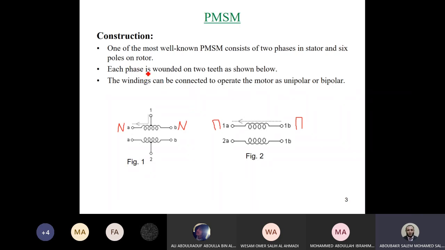So each phase is wound on two teeth, as we described before, and the winding can be connected to operate the motor as unipolar or bipolar, as described by this configuration. The power circuit of the converter connected to the phases will be described at the end of this class.